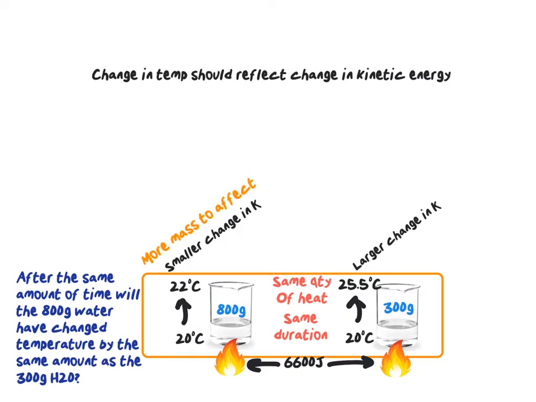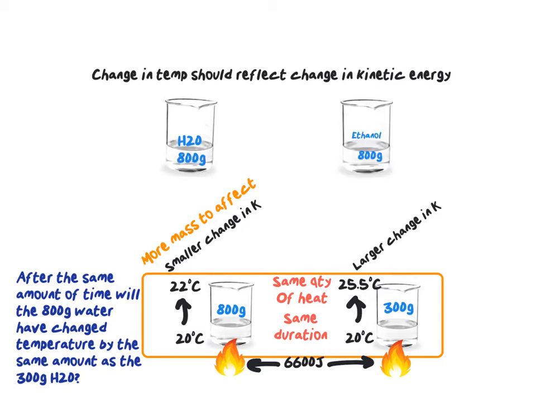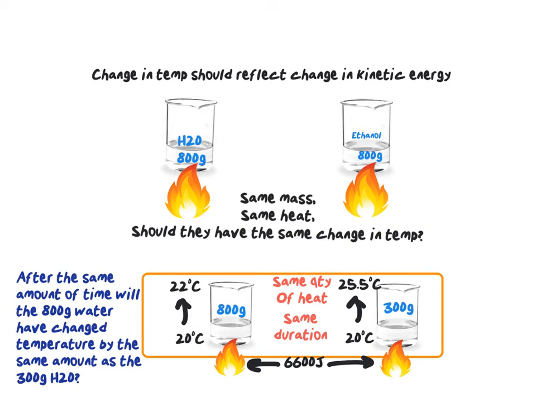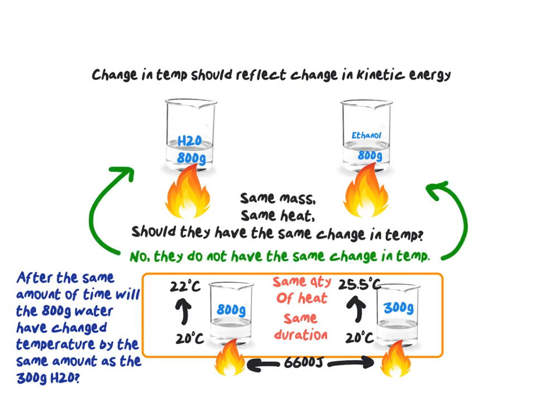So to keep uncovering this idea, we can say that even the two substances were the same. We knew we had water in each case. So maybe we need to do a different test. Maybe we need to take water in one beaker, let's say 800 grams of water, and then 800 grams of, say, ethanol, and apply the same amount of heat. Now they're both the same mass, should they have the same change in temperature? And what we find is that they do not.